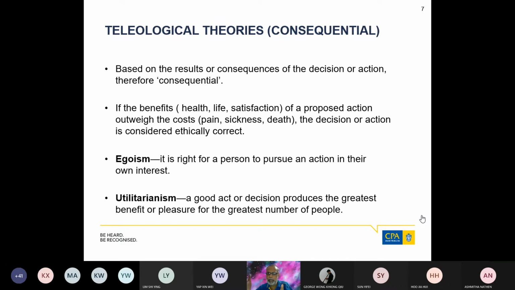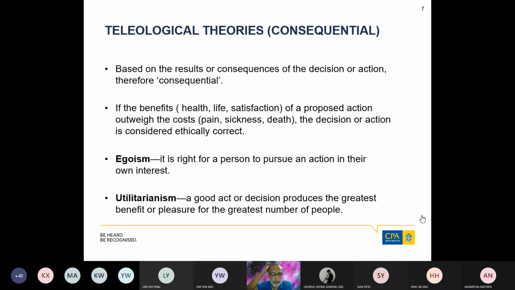Because of the cause of the pain, the sickness, the death, people going to hospital, not enough ICU beds, some of them sleeping on the floor, there's no bed, some of them are told, cannot keep you here, please go home, self-isolate at home, and all kinds of things. So what is the benefit versus the cost? Okay, this is what consequential means, based on the outcome.